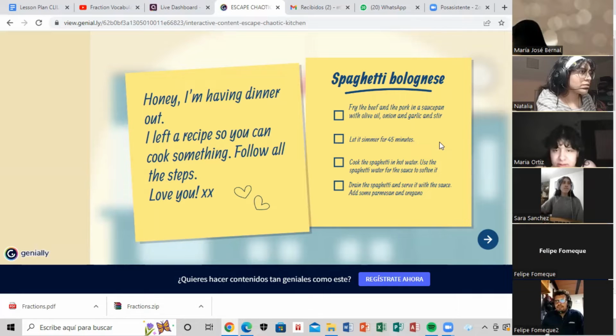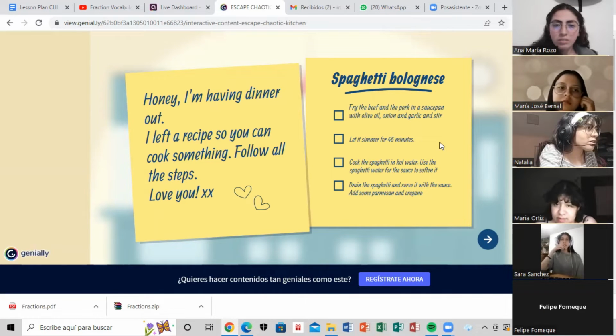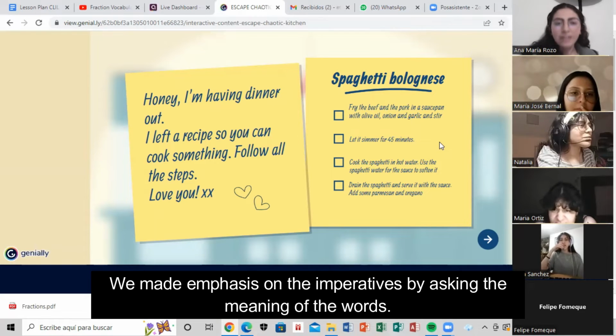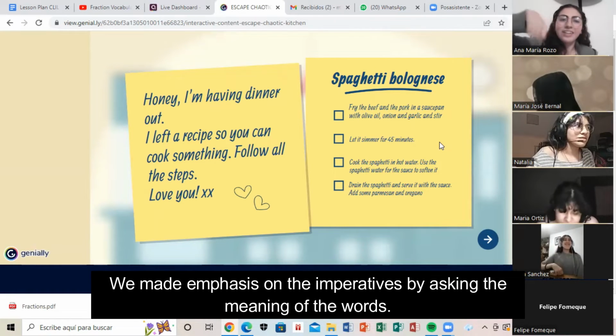Fry the beef and the pork in a saucepan with olive oil, onion, and garlic, and stir. What is a stir? Do you know what a stir is? Good, Sarah. Yeah, that is a stir.